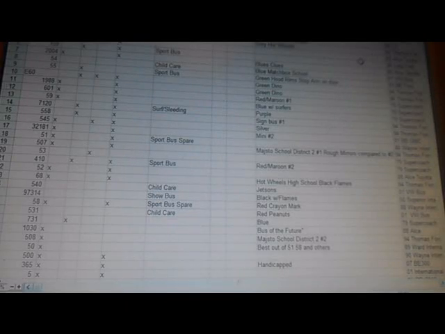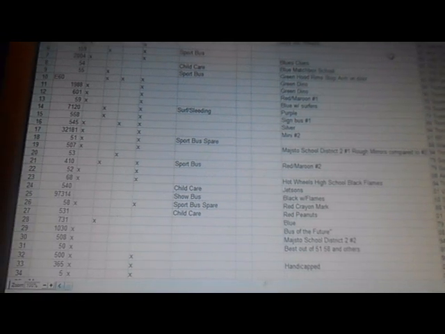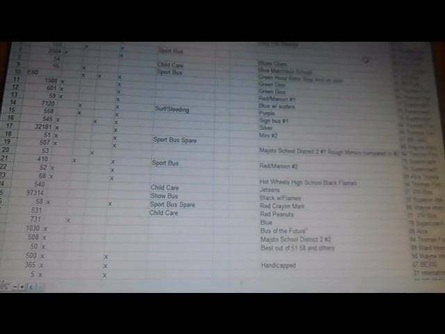Hey guys, CFTLinerC2 here. So you're probably wondering, what am I looking at? And basically I'm going to be showing you what you're looking at. You are looking at my bus roster, my model bus roster.